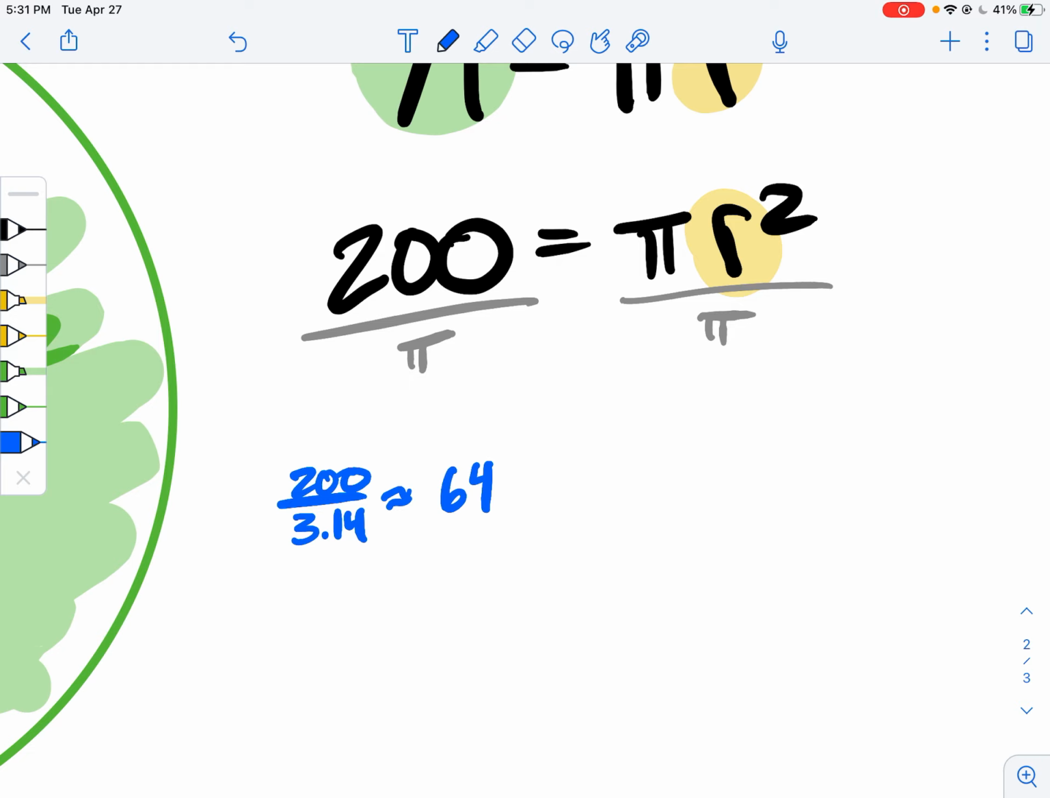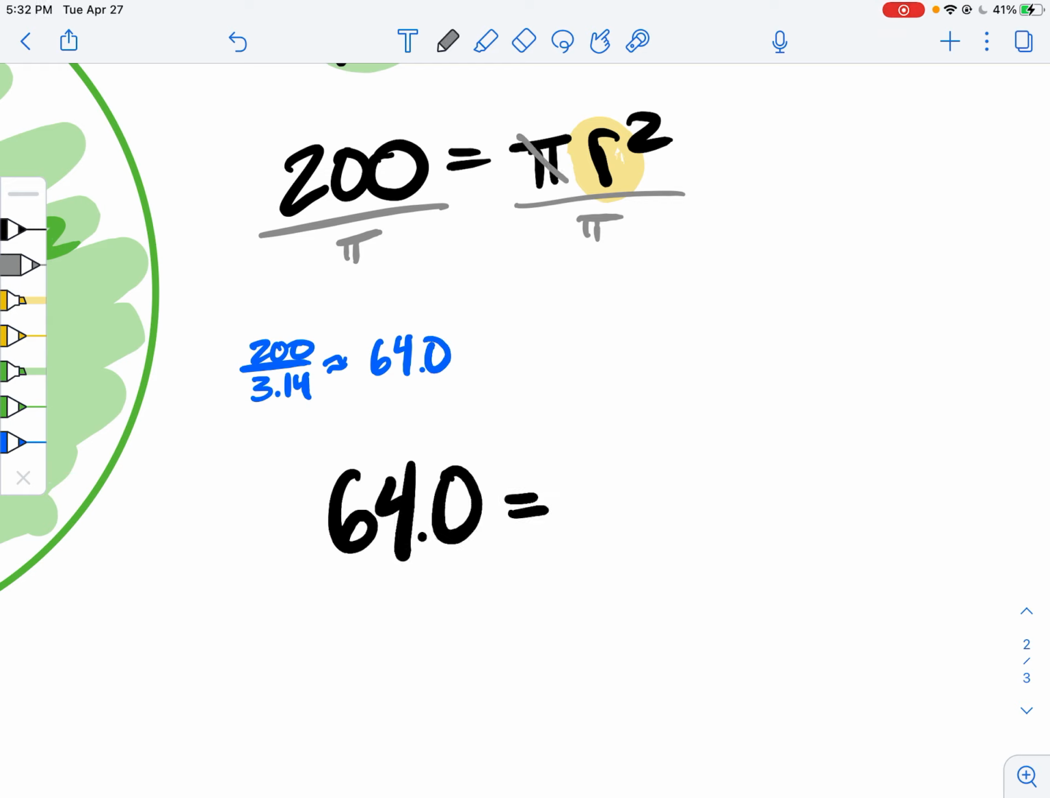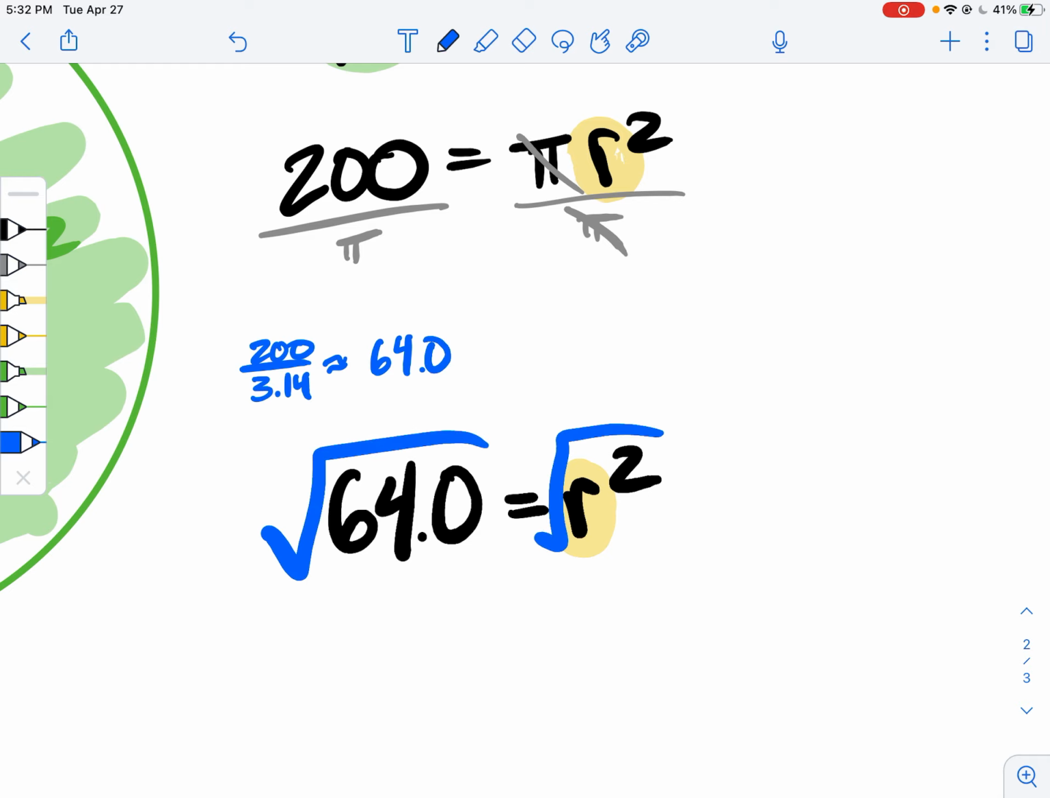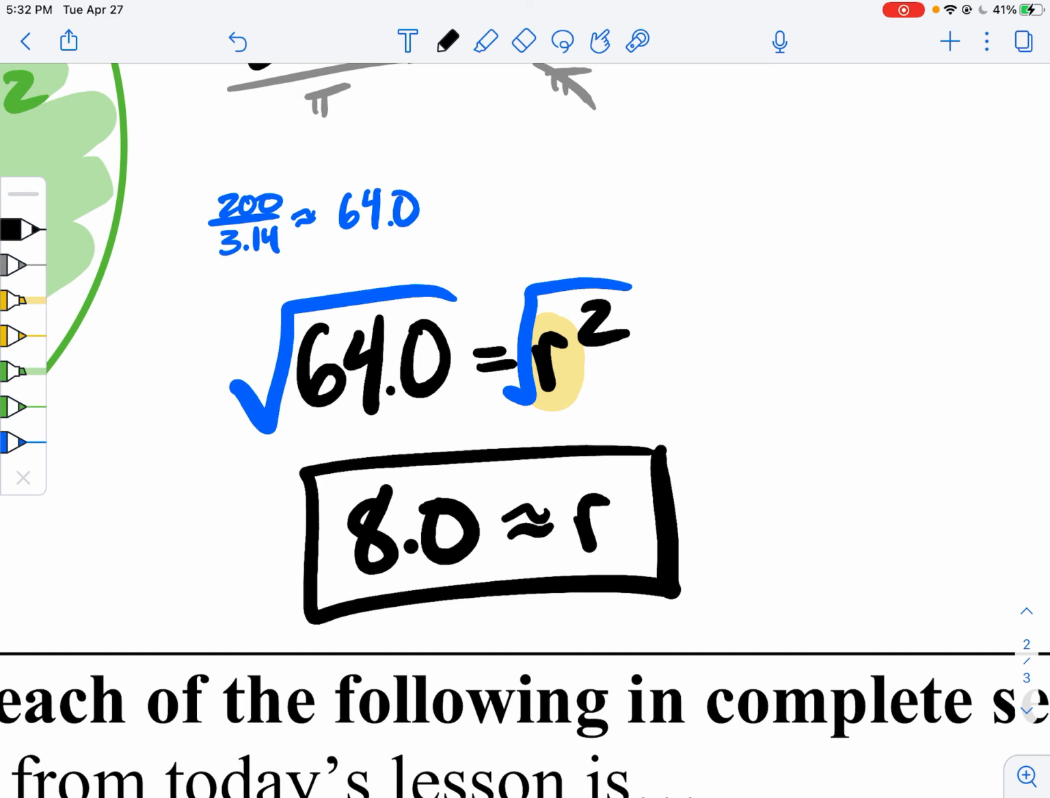64-ish. Approximately. So 200 divided by 3.14, we get about 64. Then the pi's cancel out, giving us r squared. Again, we're trying to figure out what is r. So to undo that square, I'm going to take the square root on both sides. The square root of 64 is 8. It comes out to 8.0, approximately equal to our radius.